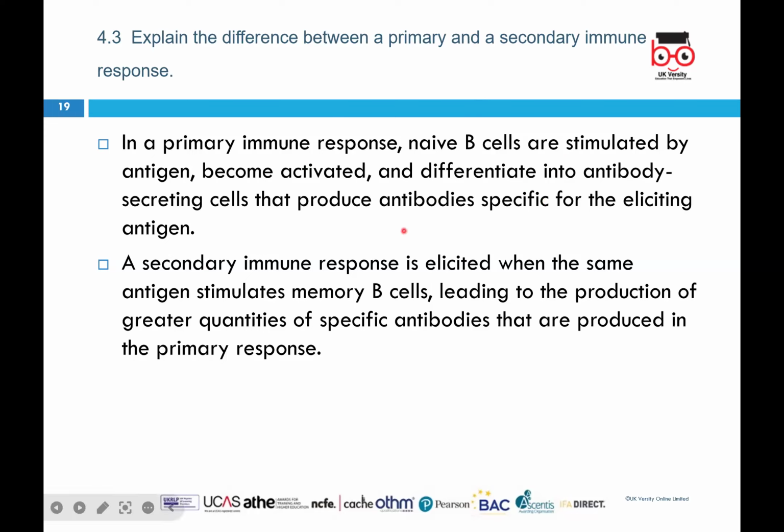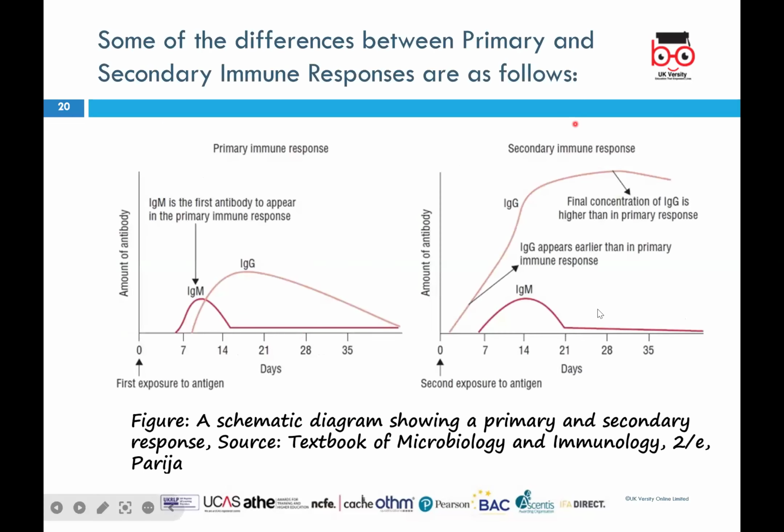This is a primary response. They're stimulated by the antigen. The secondary response is then when the same antigen stimulates memory cells, memory B cells. These were produced in greater quantities because of the primary response. As I said, memory cells are produced by the humoral immunity, whereas the cell-mediated immunity does not have this.